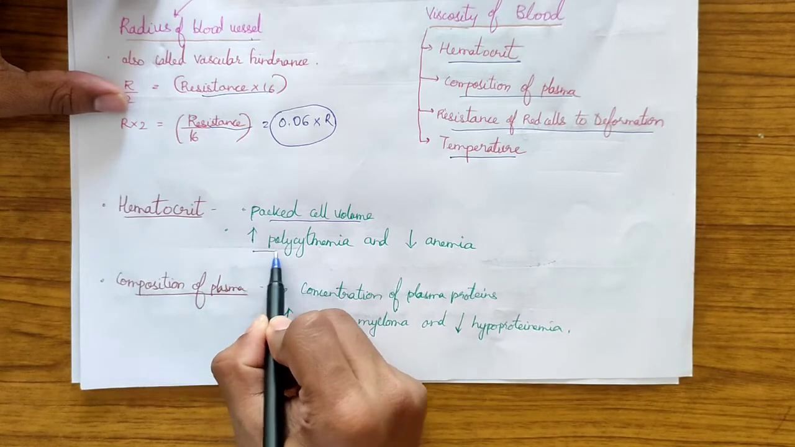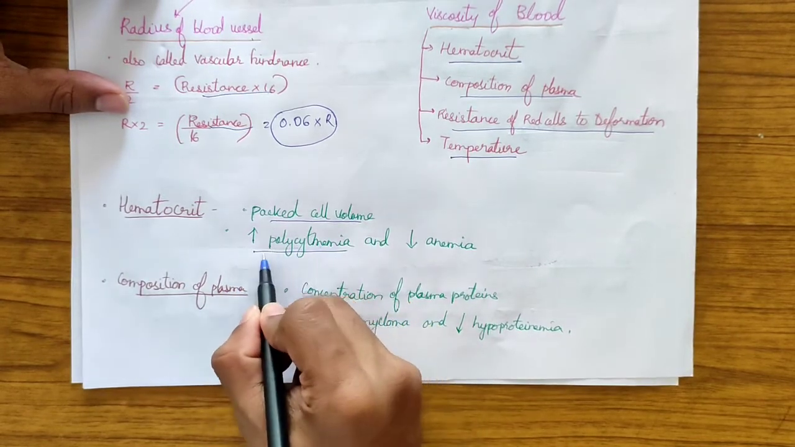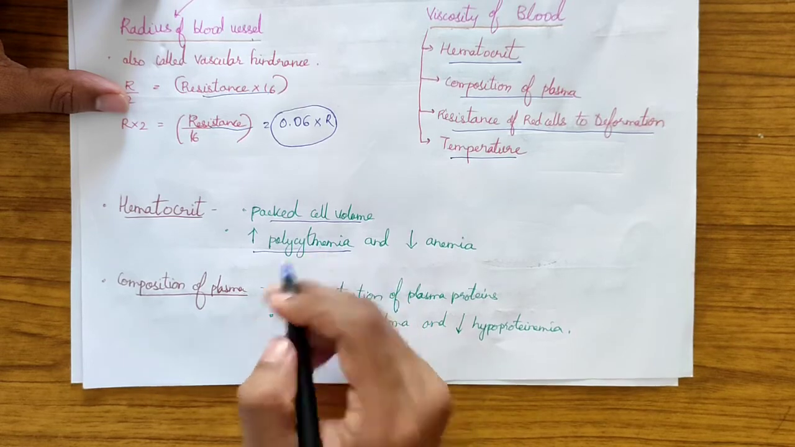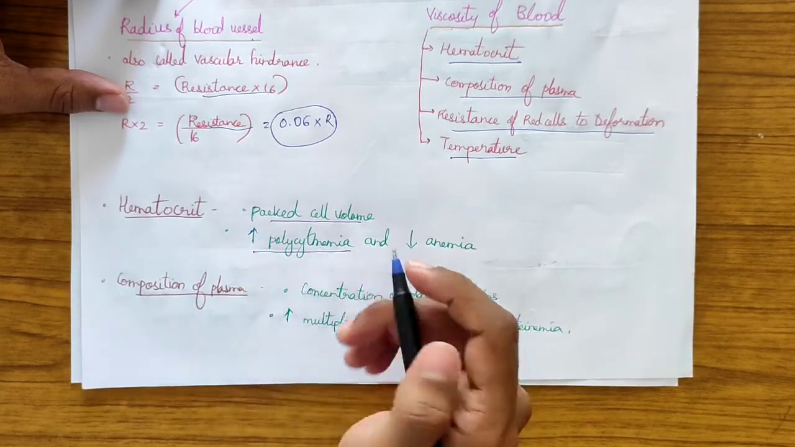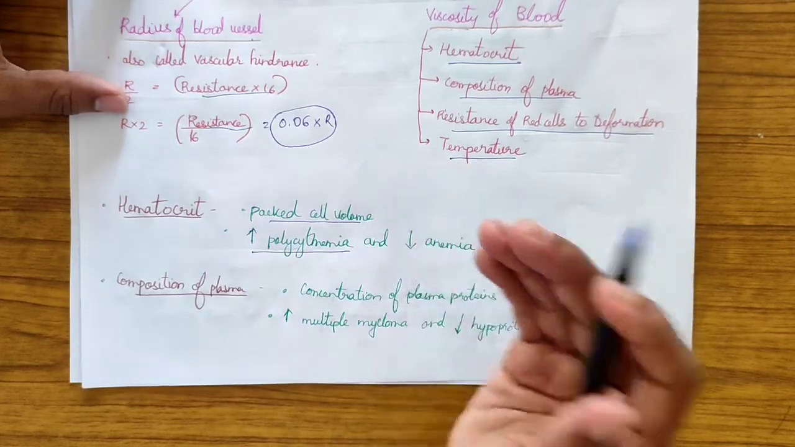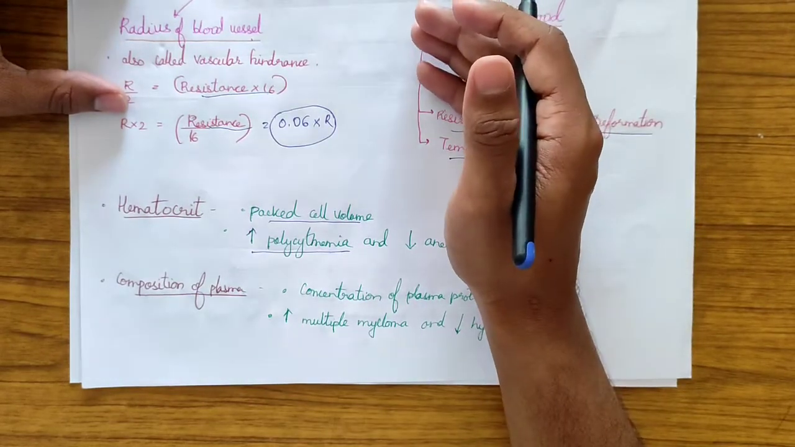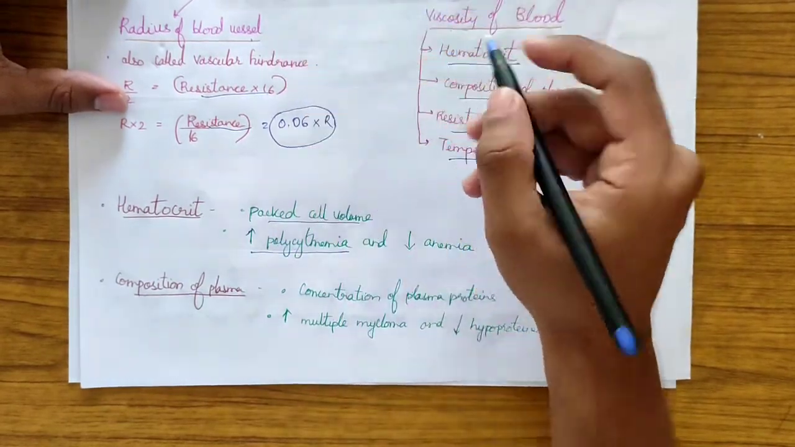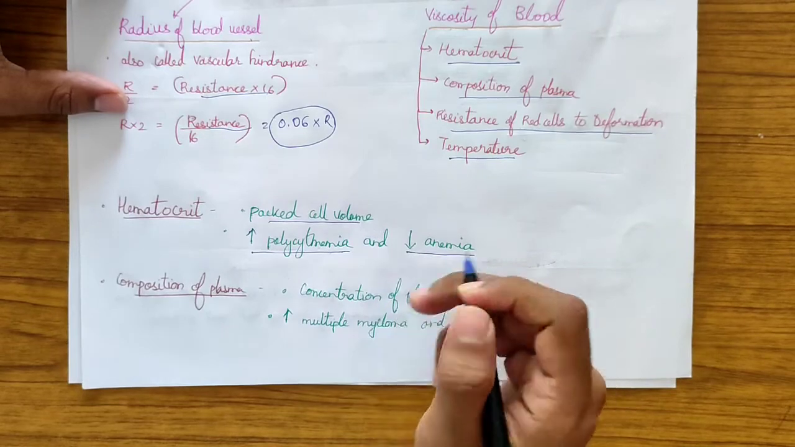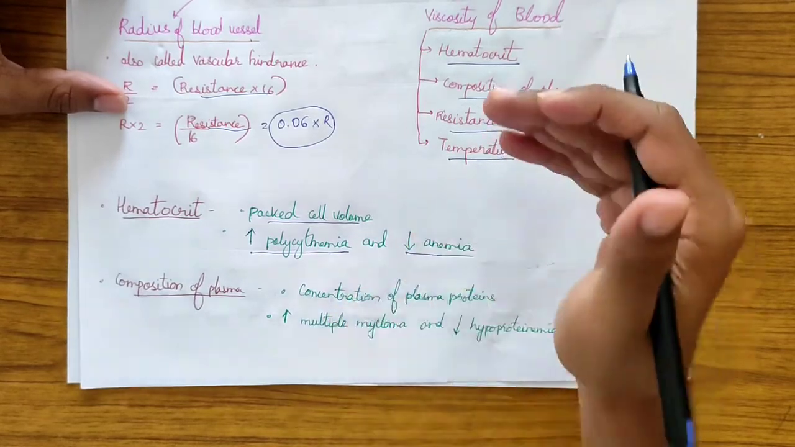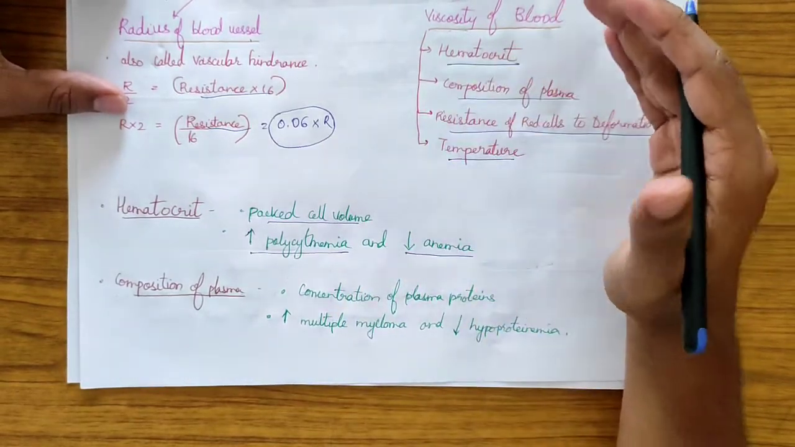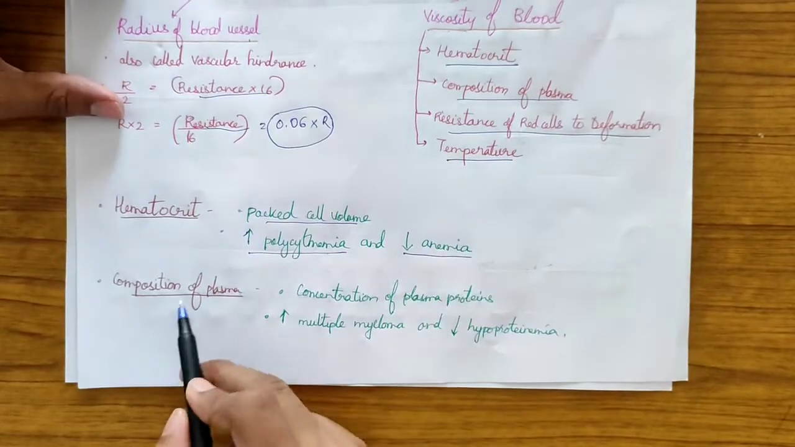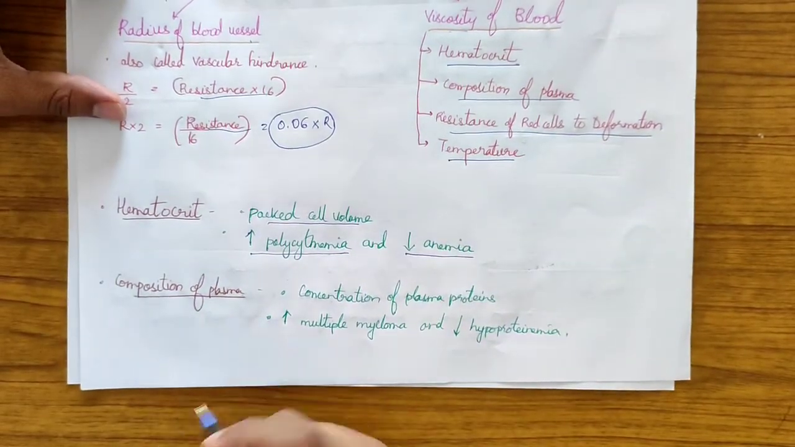When the red cell volume increases, that is in the case of polycythemia, the hematocrit increases and also the viscosity of blood increases, which increases the peripheral resistance and thereby decreases the blood flow. And in the cases of anemia, the hematocrit decreases and the viscosity of blood also decreases, thereby increasing the flow of the blood.